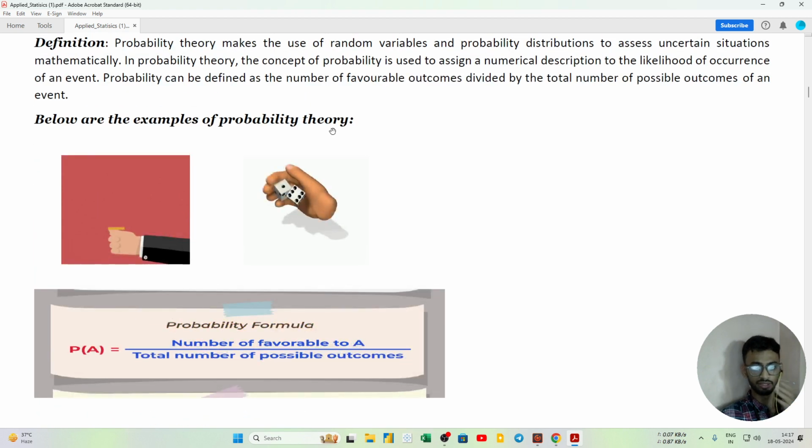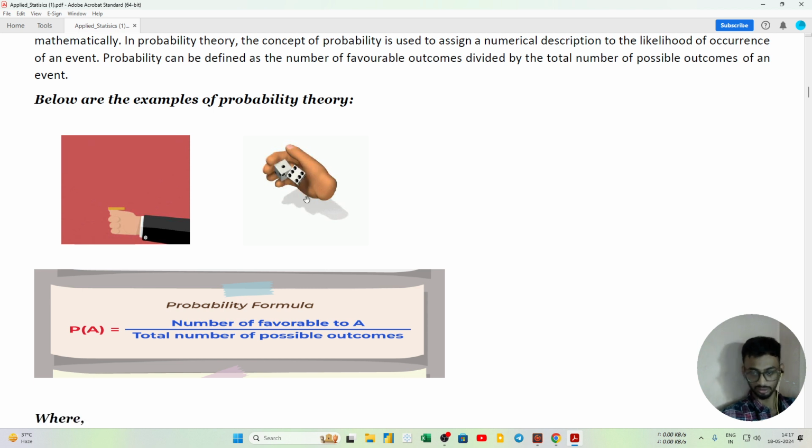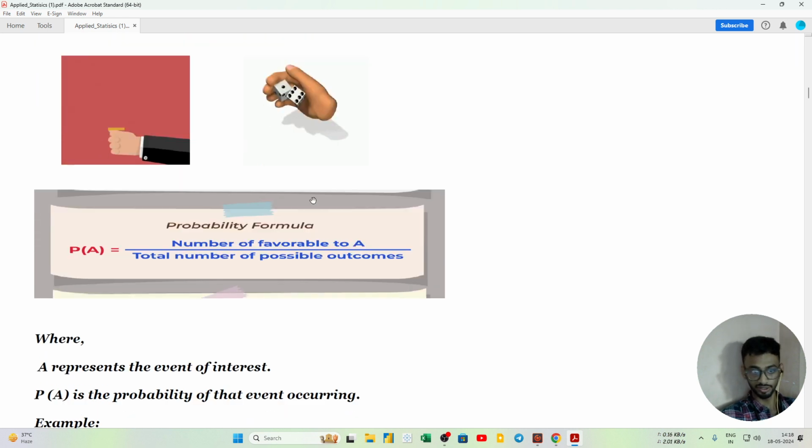Below are some examples of probability. We can toss a coin, and there are two results after tossing a coin: it can be a head or it can be a tail. Among the two results, what is the probability of tail? What is the probability of head? These are examples of probability. We can also roll a fair dice. What is the probability of getting a number more than 3? This is also a probability question.